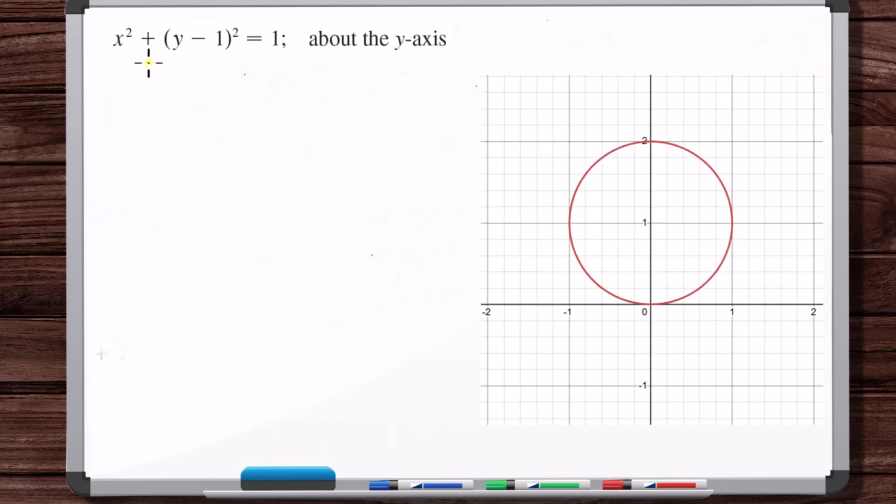Okay, we want to rotate x squared plus (y minus 1) squared equals 1 about the y-axis. You can see this is an equation of a circle that's shifted from the origin up 1 unit in the y direction, with radius 1. And so if we're going to rotate this about the y-axis, then you're just going to get a sphere.